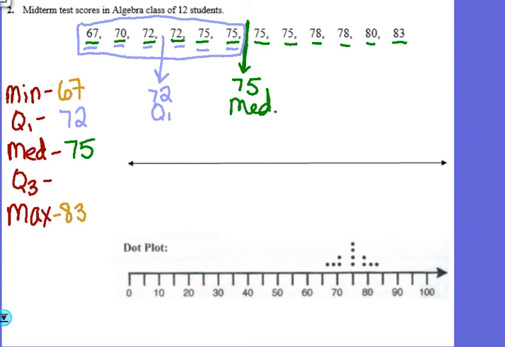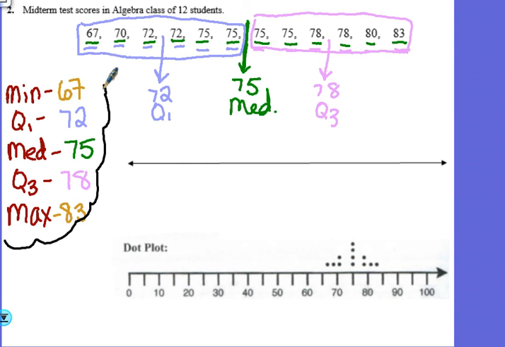And let's go to the upper half of data values, all of these ones, and find our middle value here, our upper quartile. And again, our middle would be right here, in between 78 and 78. Well, the middle of that is just going to be 78. And there's Q3. Now that we have our 5-number summary, we can make our box plot.